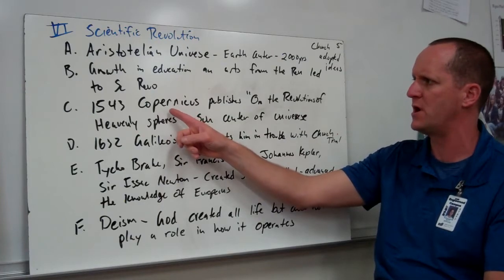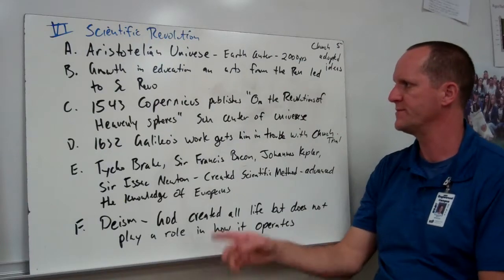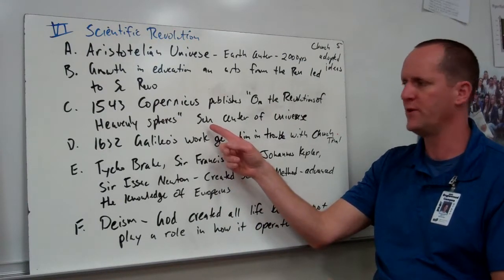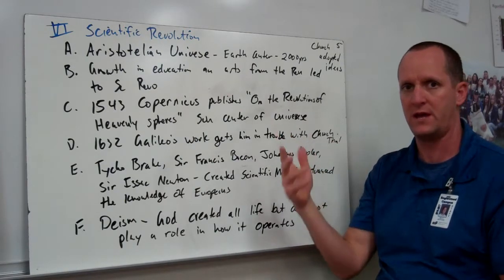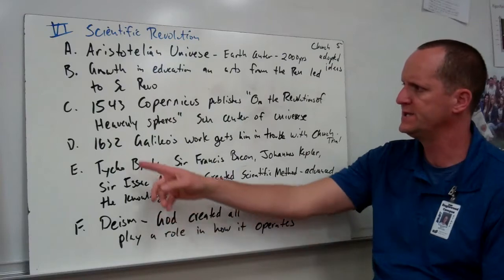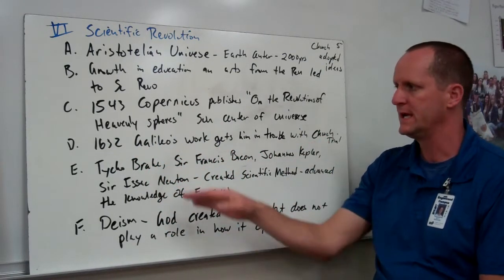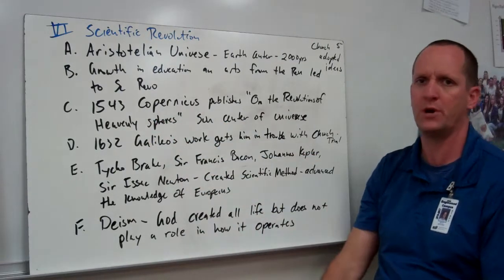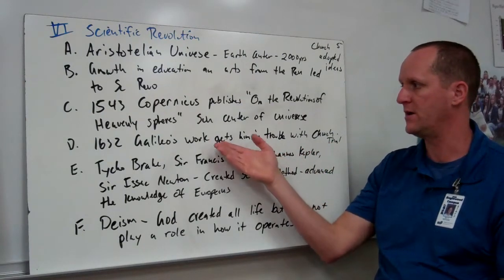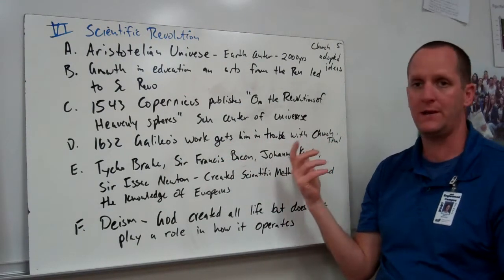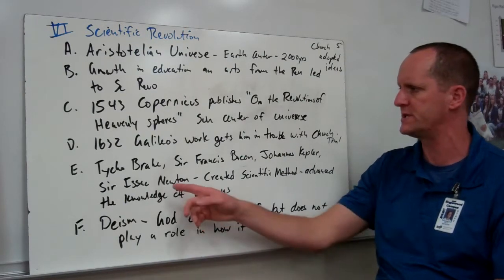1543, a Polish astronomer, Copernicus, published On the Revolution of Heavenly Spheres. He put the idea forth of a sun-centered universe. Now, this is still wrong, but it's definitely better than an earth-centered universe. 1632, Galileo's work gets him in trouble with the church. Galileo backed up a lot of what Copernicus said, created his own telescope, wrote a lot of things that contradicted the church, and he got put on trial and found guilty. He got put on house arrest. So the church was very powerful at this time.